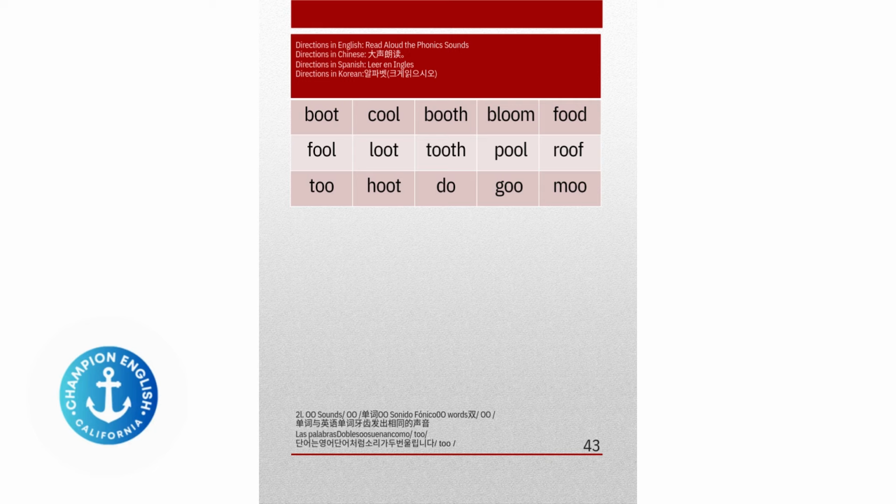Good job, students. Now go ahead and sound out each word by yourself or with a partner. Ready and go.